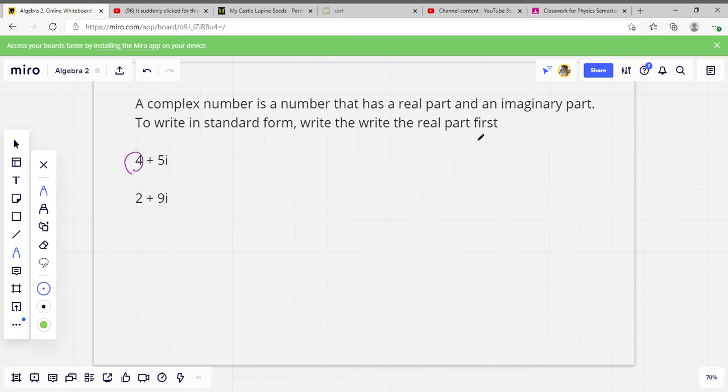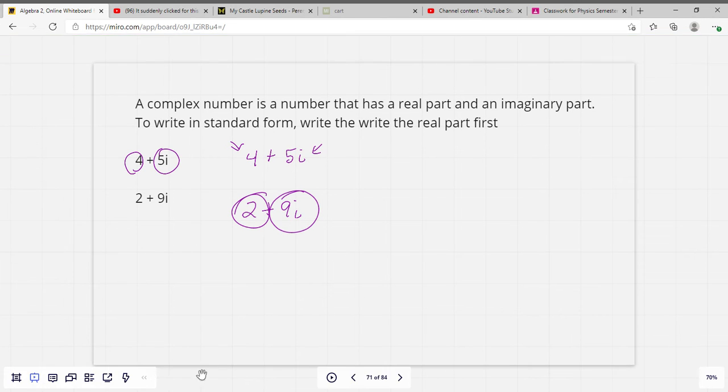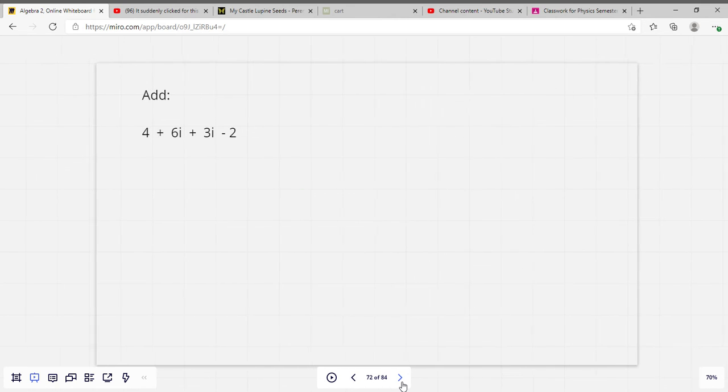Here's our real part, and then 5i is our imaginary part. So we're going to write 4 plus 5i. Imaginary part goes last, real part goes first. 2 plus 9i. There's our imaginary, there's our real part. Easy peasy. So you're going to always write your real part first, then your imaginary part.